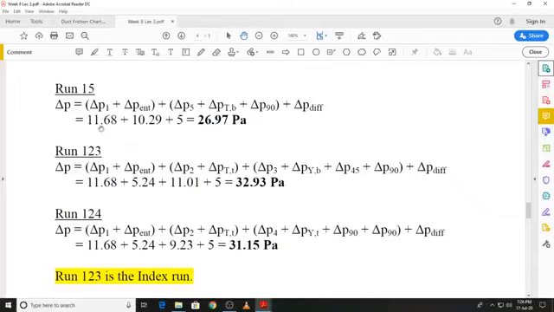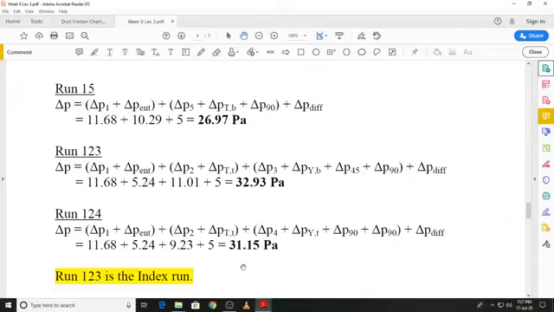So that is for segment 1. We have the total pressure drop of 11.68 pascals. For segment 5 we have 10.29, so run 1, 5 gives you a pressure drop of 26.97 pascals. Similarly, run 1, 2, 3, you will have the same pressure drop for segment 1. Then you have the pressure drop for segment 2, and then the pressure drop for segment 3, and of course we will also have the pressure drops across the diffusers in each of these 3 runs, giving us a total of 32.93 pascals of pressure drop in run 1, 2, 3.